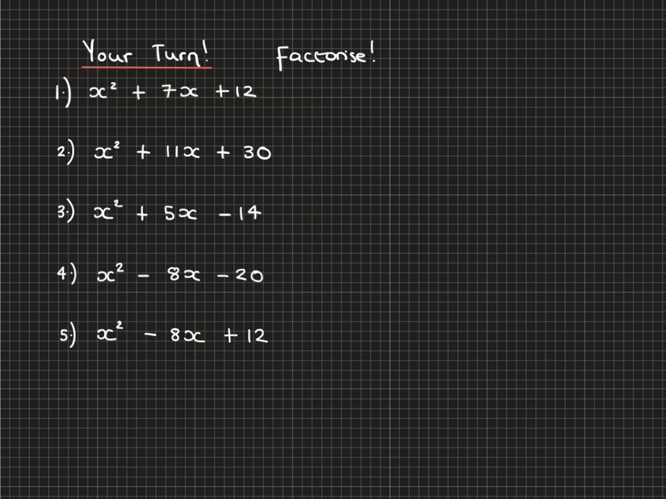Question number 1. We needed to find two numbers that multiply together to make 12, add together to make positive 7. So you should have found you have x plus 3 in one bracket and x plus 4 in the other bracket. Remember, you can reverse the order of the bracket, so if you wrote down x plus 4, x plus 3, that would also be correct. The signs must be the same regardless of the order of the brackets.